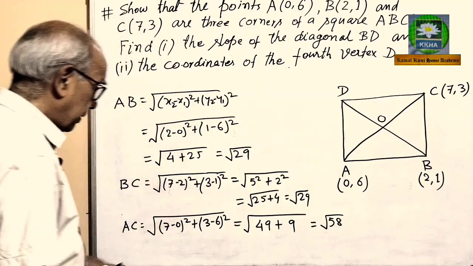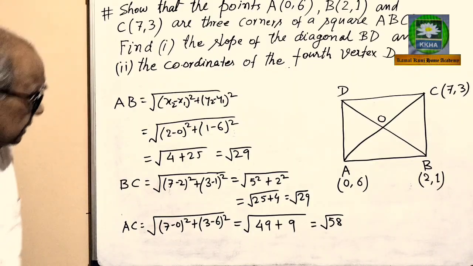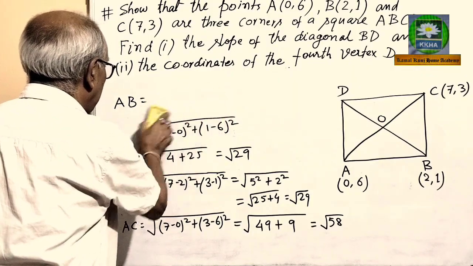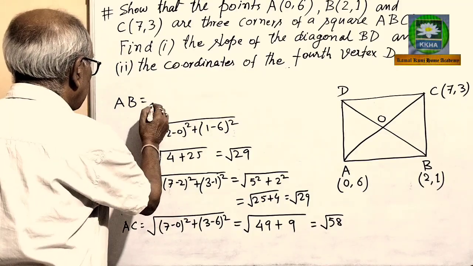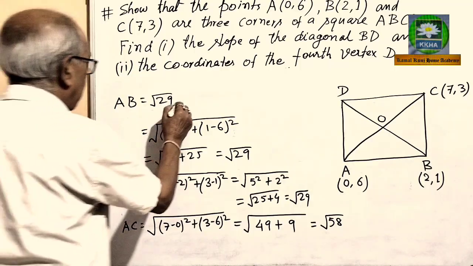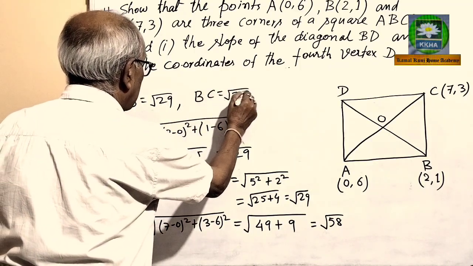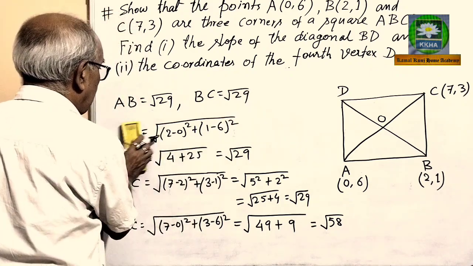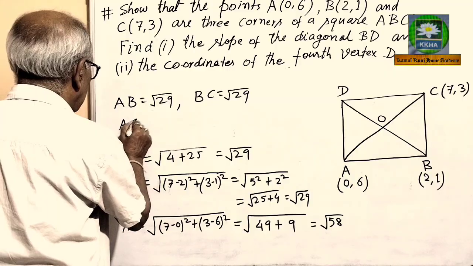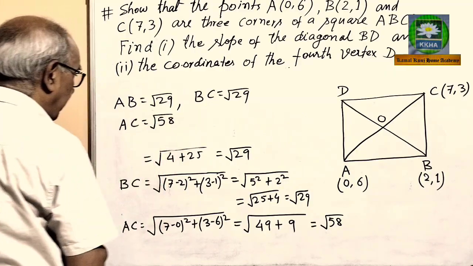Thus we have the lengths of 3 line segments: AB is under root 29, BC under root 29, and AC is equal to under root 58.